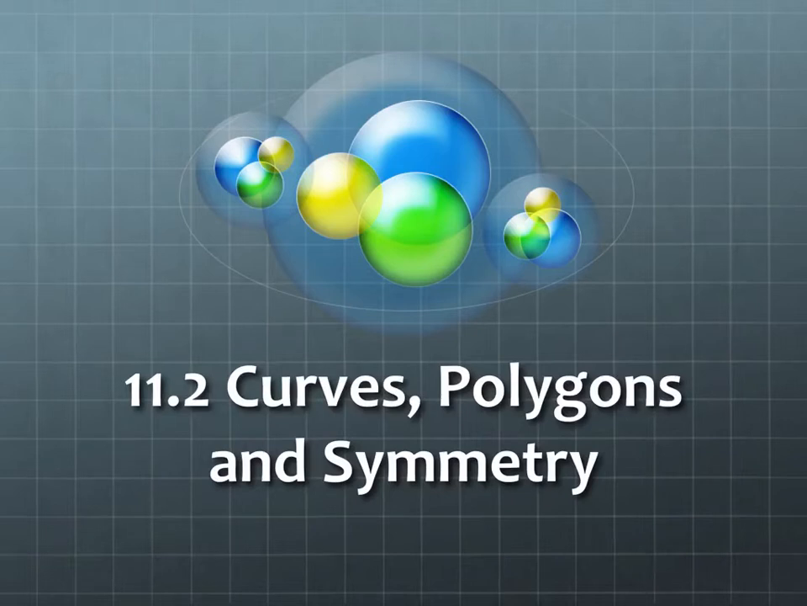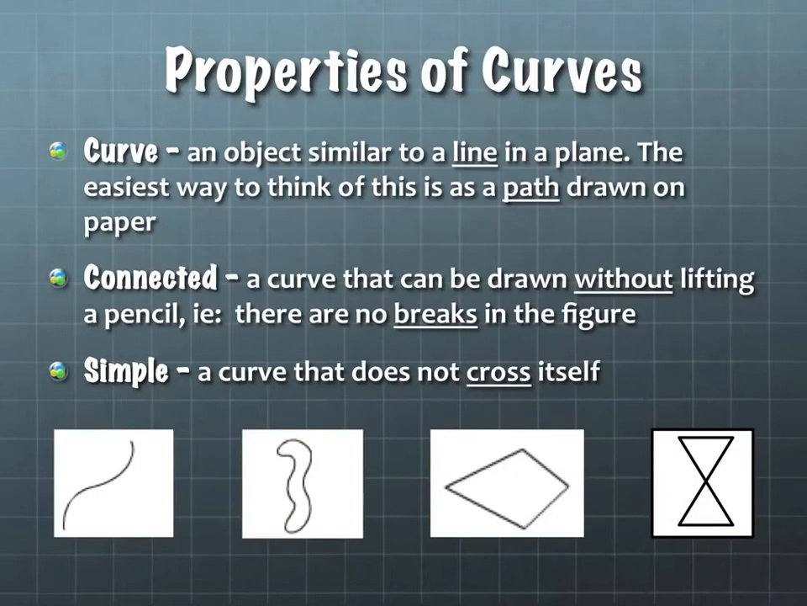All right, so to start with, the description of what actually a curve is. A curve is an object similar to a line that is drawn inside of a plane. The easiest way to think of this is a path drawn on paper. So it doesn't have to be curvy even to be considered a curve. A line segment would be considered a curve with this definition.